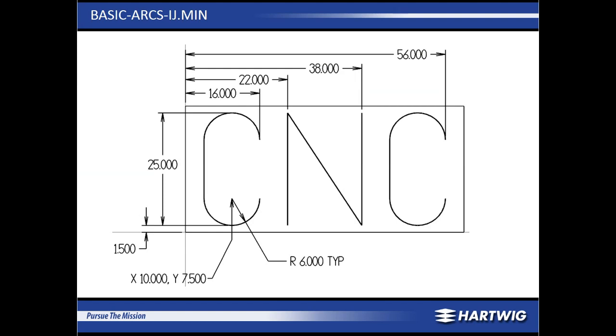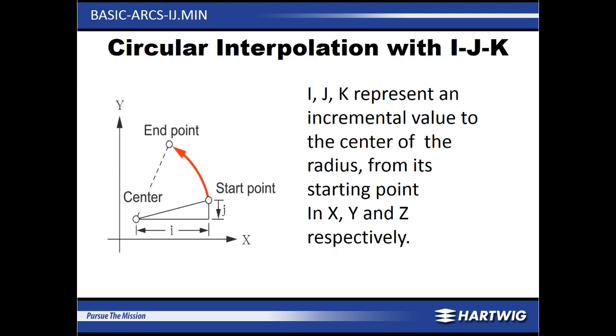So next we're going to do the very same design, but instead of using R's to command our radius values, we're going to use I's and J's. So I correlates with the x-axis, J correlates with the y-axis, and K correlates with the z-axis respectively. Whenever we program using I's and J's in this case, because we're only going to be using the x and the y-axes, we're going to use I and J to describe where the center point of our circle is in relation to our start point in incremental moves.